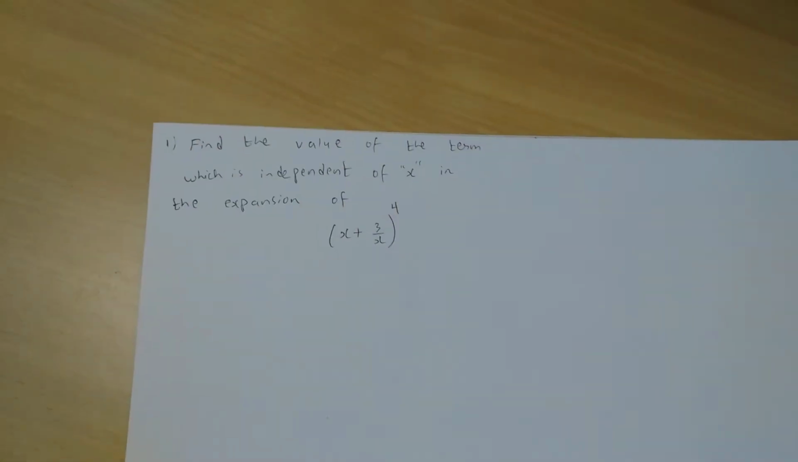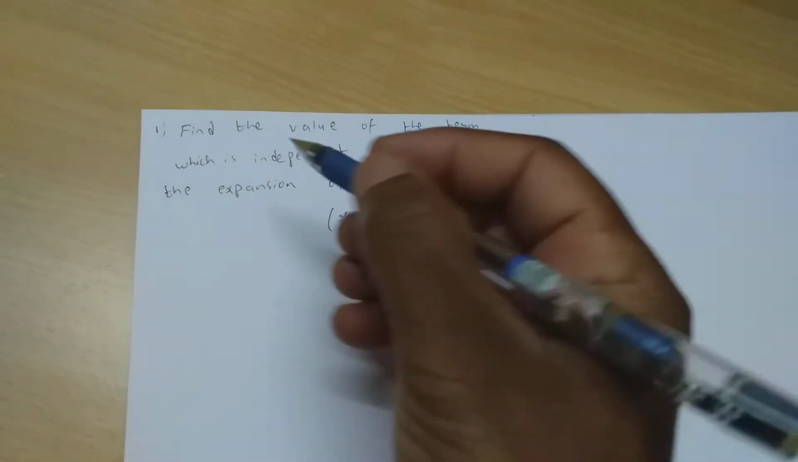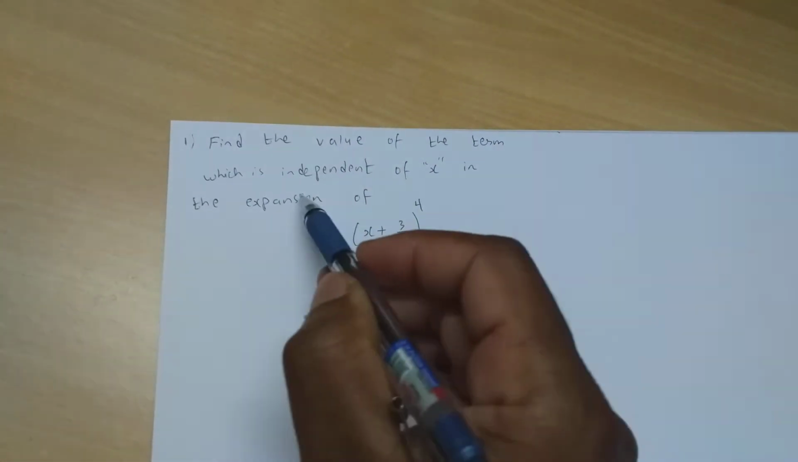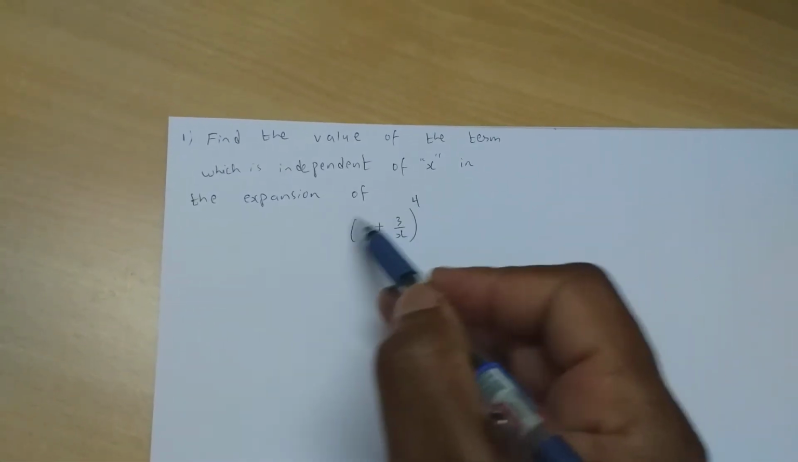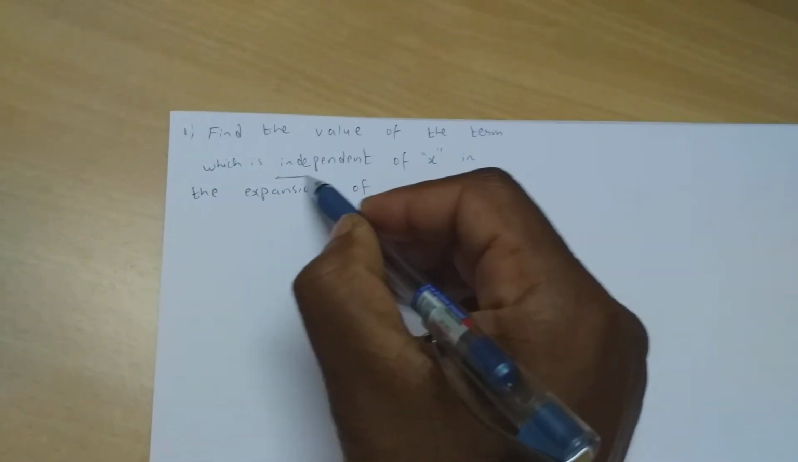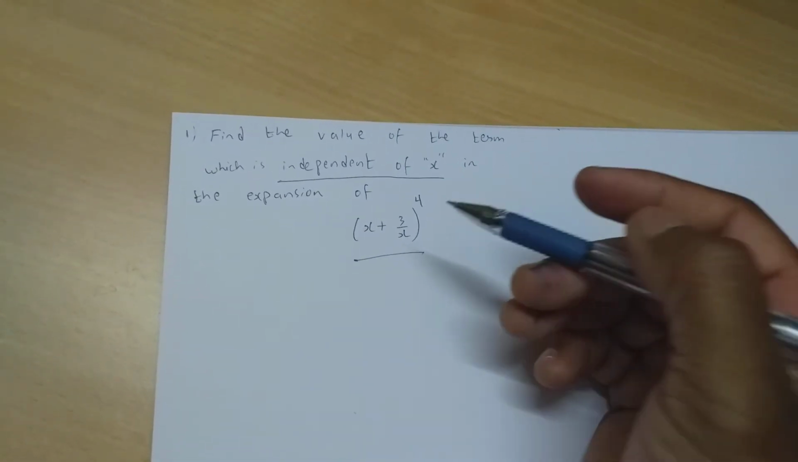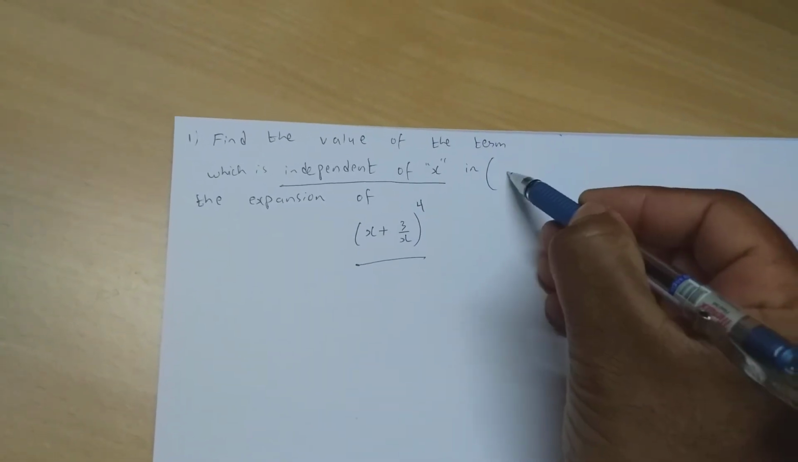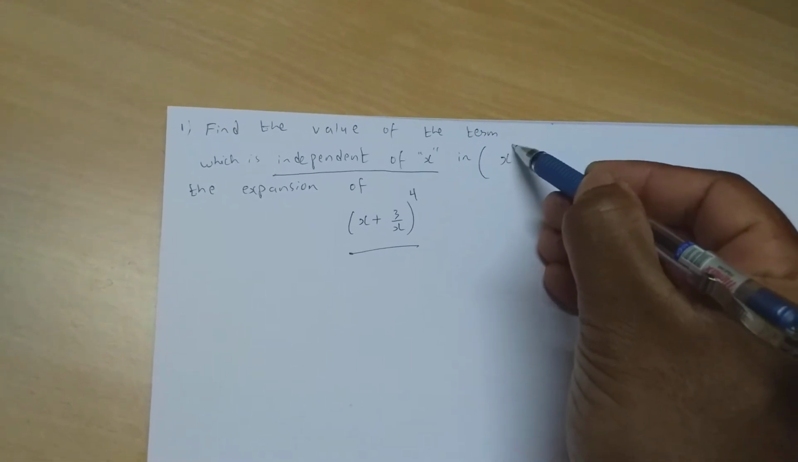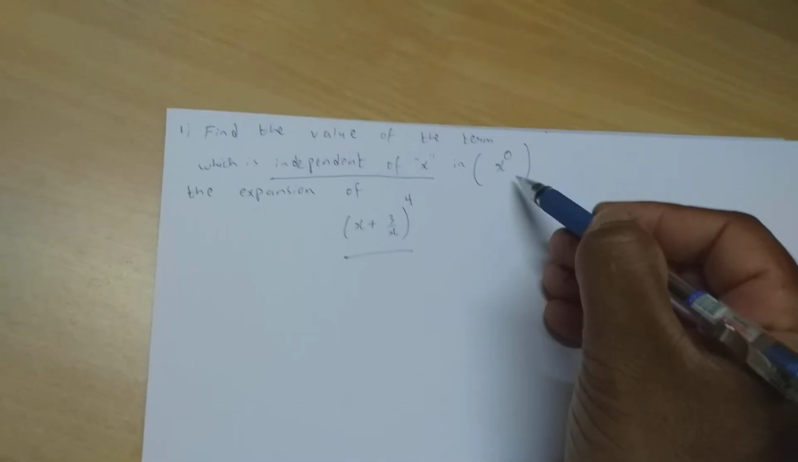Good morning, students. This is a continuation of the binomial theorem. Find the value of the term which is independent of x in the expansion of this one. As there was a stress on no term in the earlier video, independent of x means this time the power on x should be 0. That is what you need to understand.